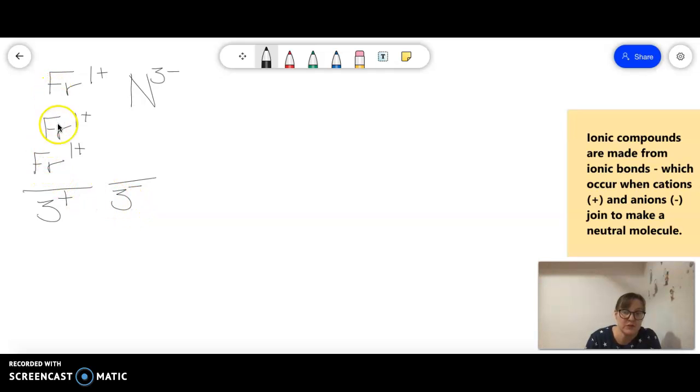So because I took 3 franciums, I would put Fr3N, and I don't write the 1 even though there is one of them, and then I'd write my solid. So here, francium 3 nitride.